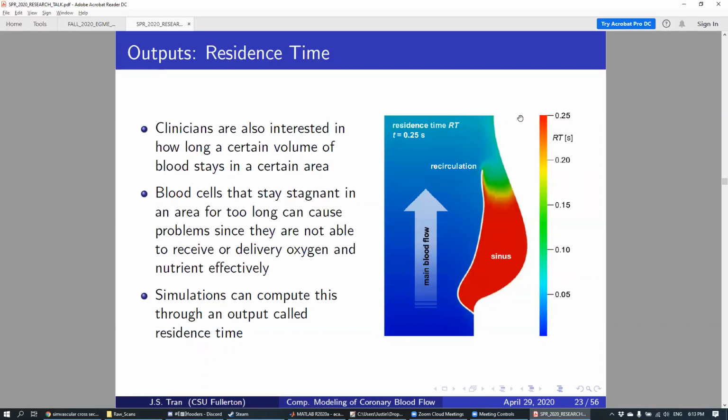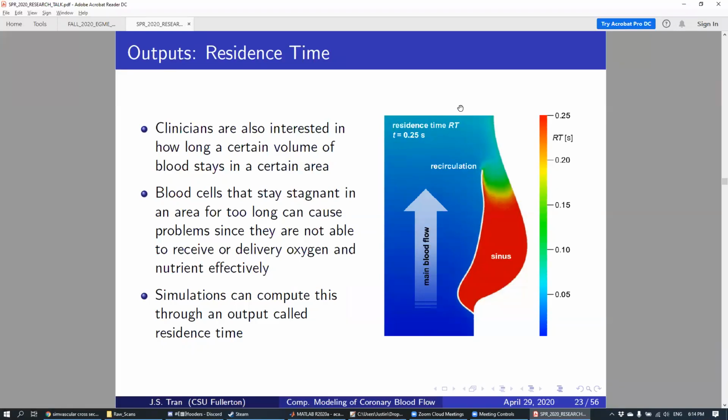Okay, and so I think this is the last one. Oh, not the last one. Another output that's interesting for doctors to know is something called residence time. Okay, residence time basically measures how long the blood stays stagnant within a certain area. It's literally how long the blood stays resident in a certain area, right? Because what can happen sometimes is that you might have small pockets of blood that form in your blood vessels.